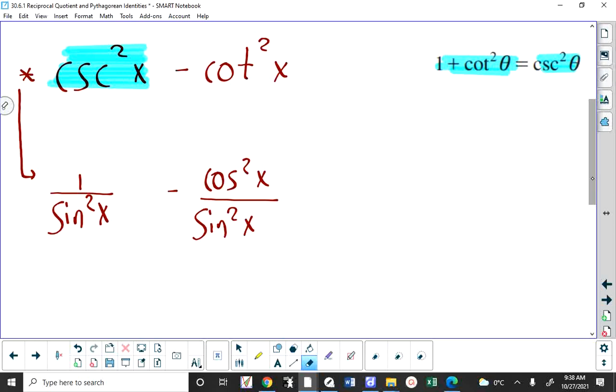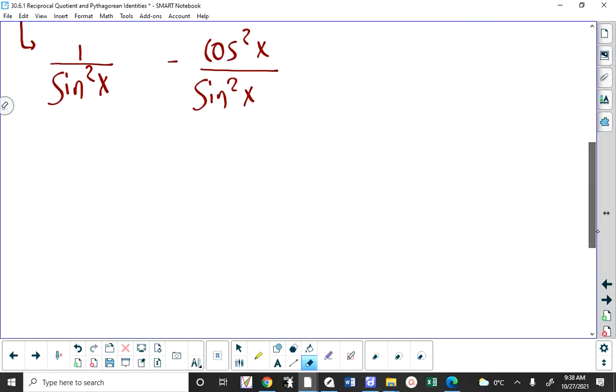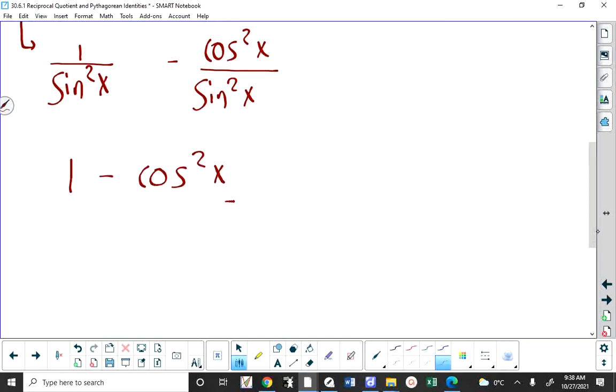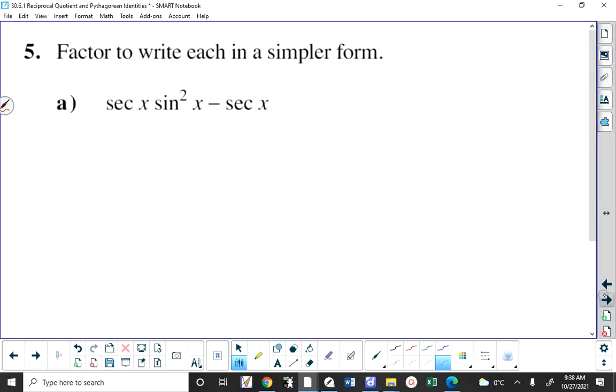And I lucked out here, didn't I? I won the denominator jackpot. The denominators are the same here, so I can put them together. And I get 1 minus cosine squared of x over sine squared of x. And as a teacher, I love it when things come together because we just talked about 1 minus cosine squared.